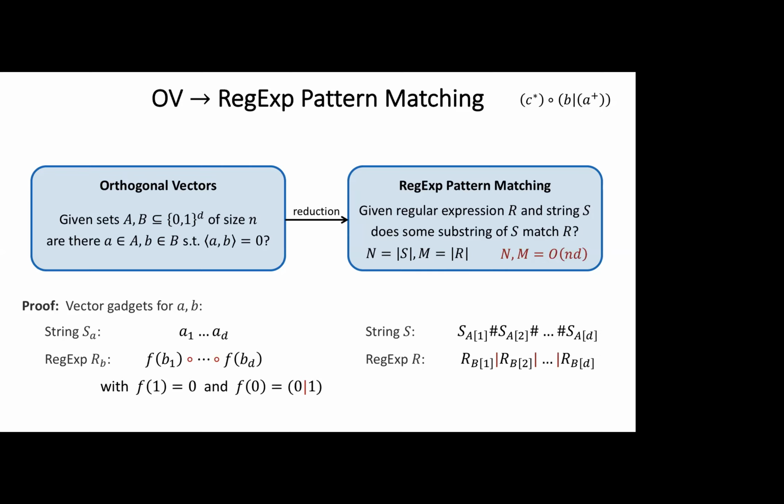Right, and then choosing a substring corresponds to choosing one of these vectors in A. And for the regular expression, we have the alternation, so this big OR. We put a big OR over all the regular expressions RB that we constructed for all the vectors in B. And then matching this regular expression means that you have to choose one of these vectors in B. Okay, so now you can check that a substring of S matches R if and only if there is some vector in A and some vector in B such that they are orthogonal. Good, super simple reduction.